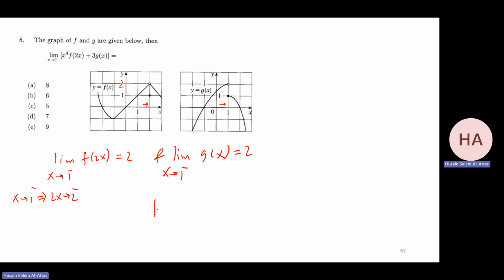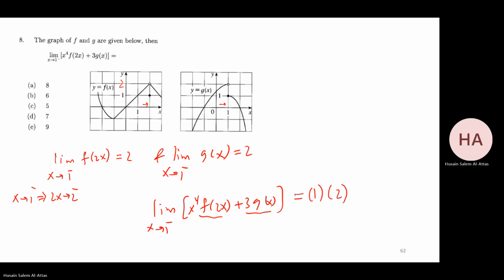So for all of this limit, I just substitute x to the power 4, f of 2x plus 3g of x. As it goes to 1 from left, you can just substitute. It will be 1. This limit is what? I can distribute the limit. This is 1 times 2 plus 3 times 2. So the answer is 8.